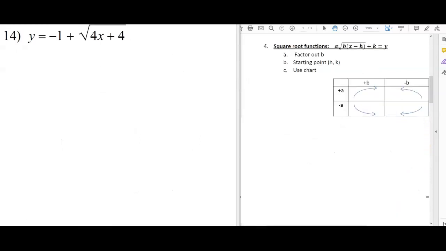All right, guys, let's go ahead and do number 14, which is graphing square root functions. If there is a b, go ahead and factor it out. And the b is the number in front of the x there, so we don't like having that there. So we're going to go ahead and factor that out to begin with.